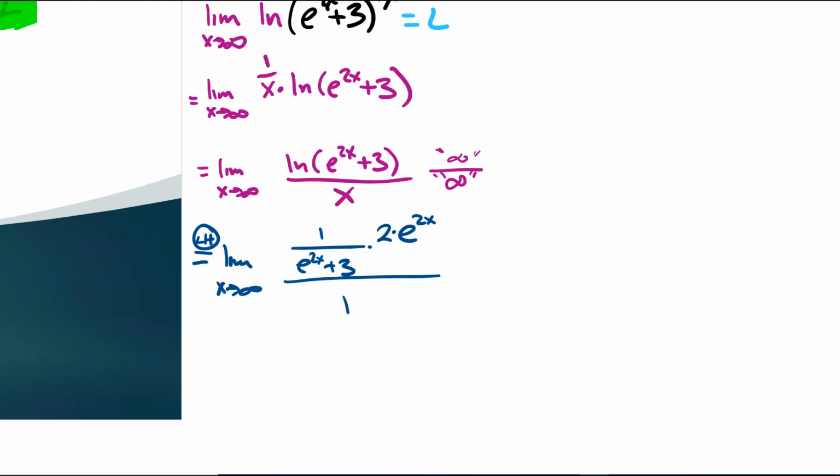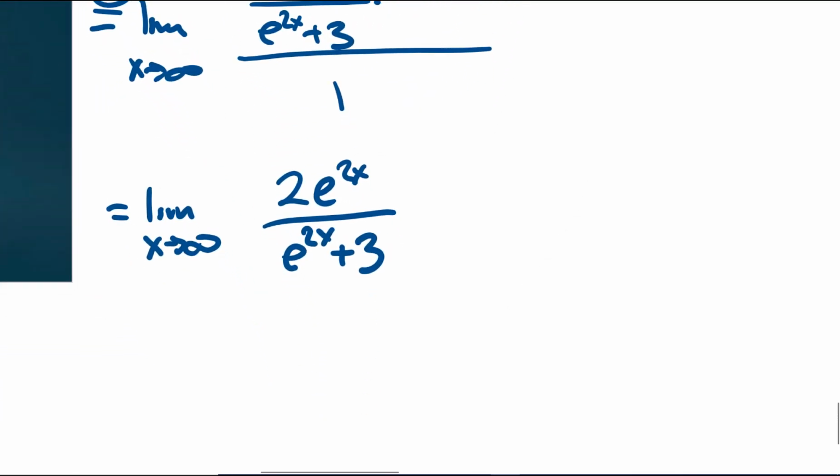So we lost that denominator. And we have the limit as x tends towards infinity, and we got 2e to the 2x over e to the 2x plus 3. Shoot. I think that's infinity over infinity. But we have tactics to handle this. I've shown this one in class before we left.